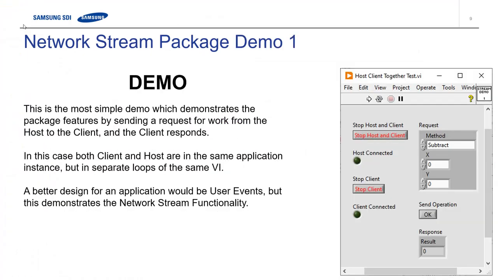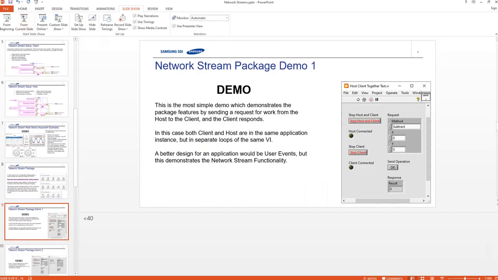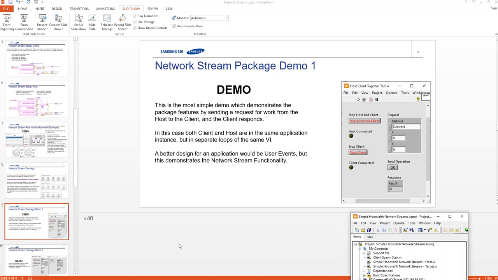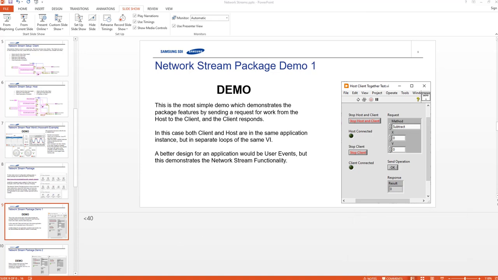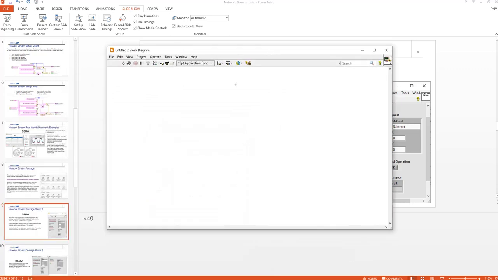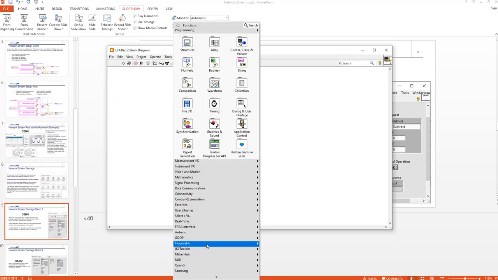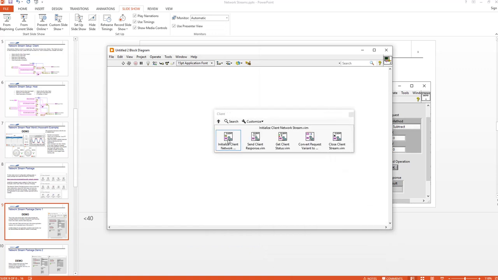So I'm going to start showing the demos from that package. And again, that'll be available for you guys to download and try out. But it's relatively straightforward, especially the first couple, because they're all on the palette and easy to use. So if you go to the block diagram and find the Whova palette, because this will show up after that package is installed, you have network streams, and here's the client stuff. So it's creating a network, sending the response, getting the status, converting the request so that we know what to do, and the host has a similar set of functions.